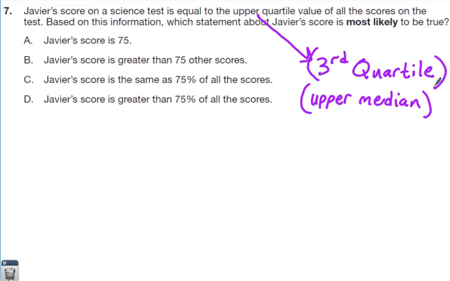Upper median. That means, if you take the median, I can't leave this like that. That was kind of bothering me. Anyway.